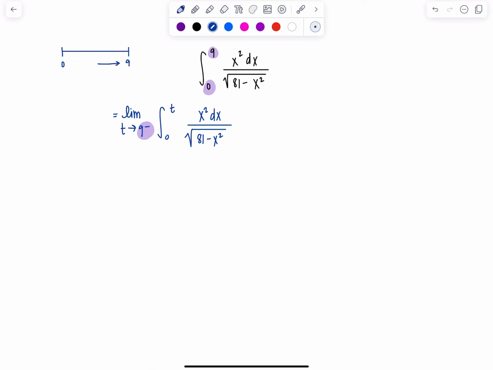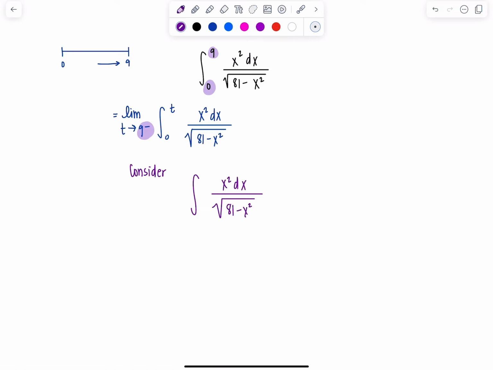I can tell right away I'm going to need to do a trig sub. And because that might be messy, I'm going to first consider an indefinite integral just so I can squeeze out the antiderivative, and then I'll come back and plug everything into these limits. You'll see what I mean in just a second. So let's consider the indefinite integral of x squared dx over radical 81 minus x squared.